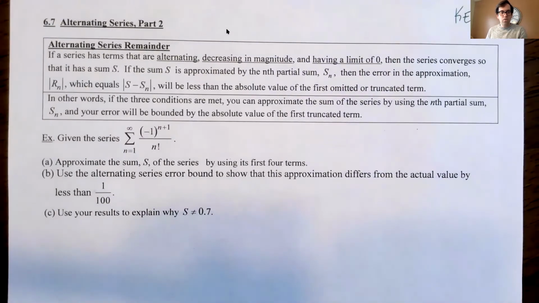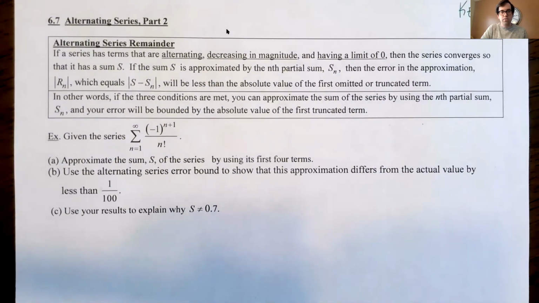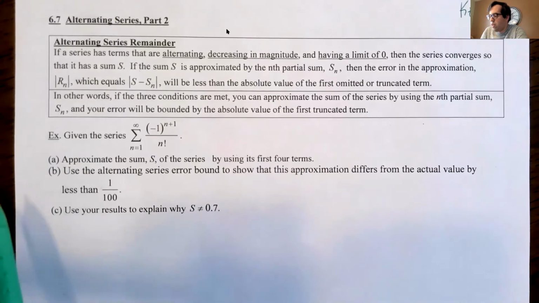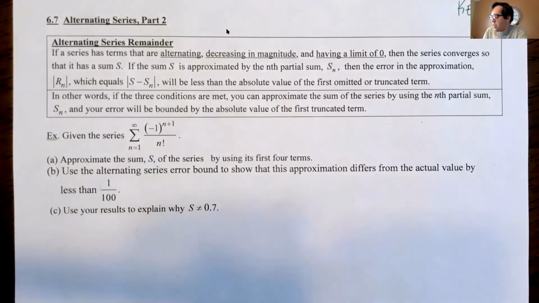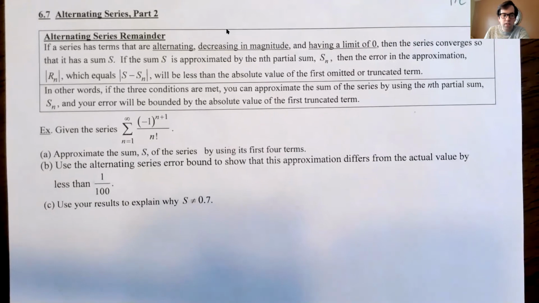So we're going to switch back to the notes. All right, so let's figure out what this actually means by doing an example. Given this series, approximate the sum S of the series by using its first 4 terms. So that's what we're going to do first.